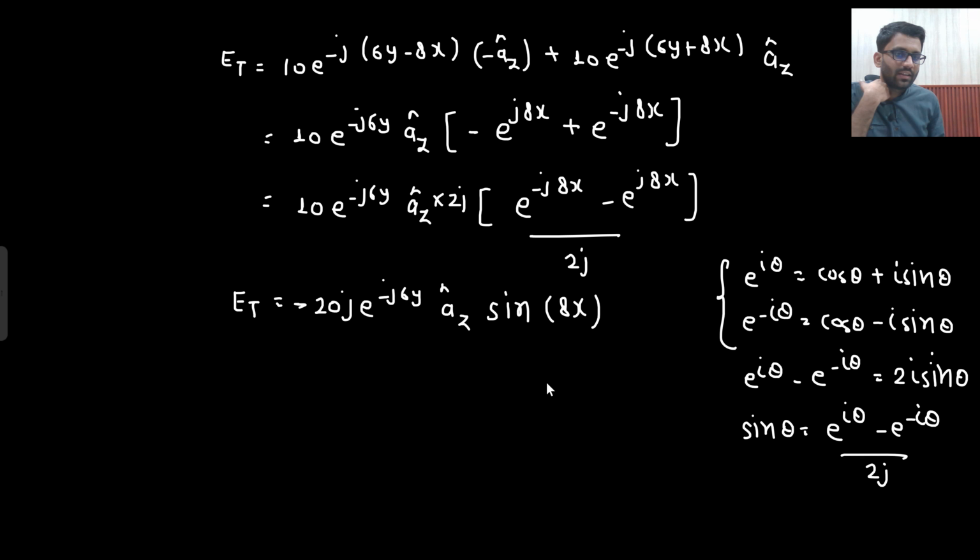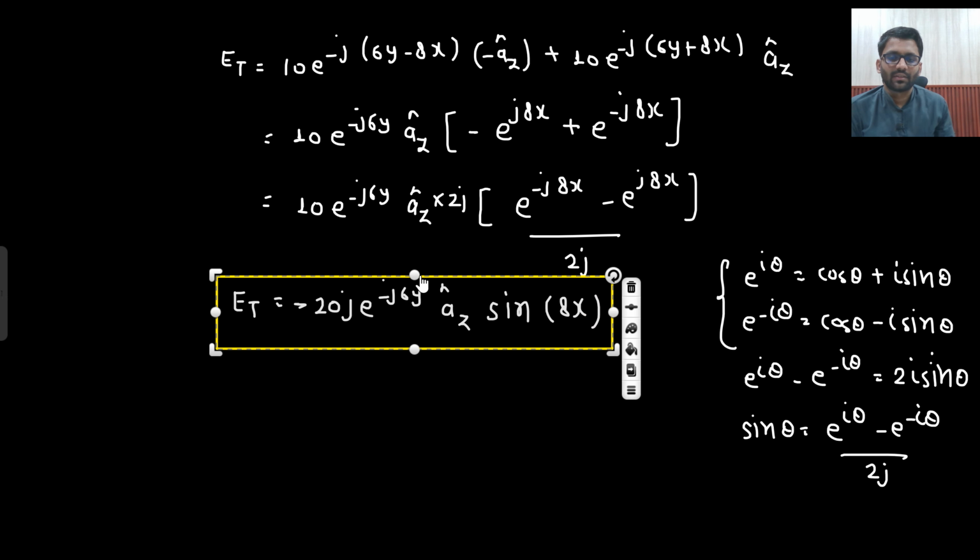Why is the negative sign there? Because this is e to the power j theta minus e to the power minus j theta divided by 2j. This is the formula. But here a negative is written beforehand, right? So I need to multiply with minus as well. So from there I am getting this minus sign. Okay, then this will be sin 8x only. Is that clear to you? So this is the answer.